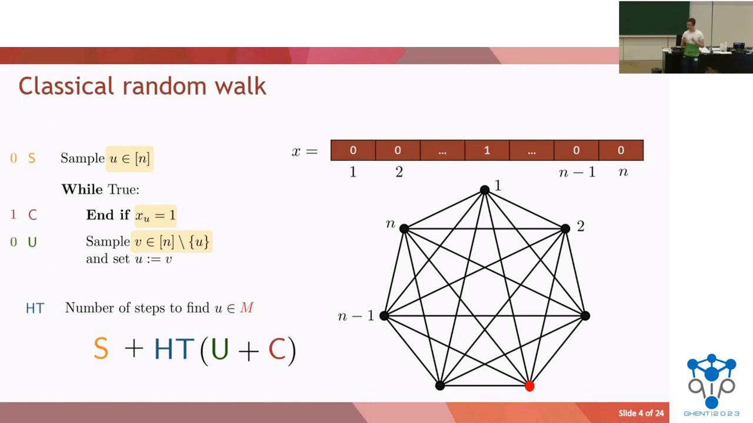And if you analyze the hitting time of an n-complete graph, with a single marked vertex, then you can upper bound this by n. And if you plug in all these values, you find that this classical random walk will run in a complexity n.